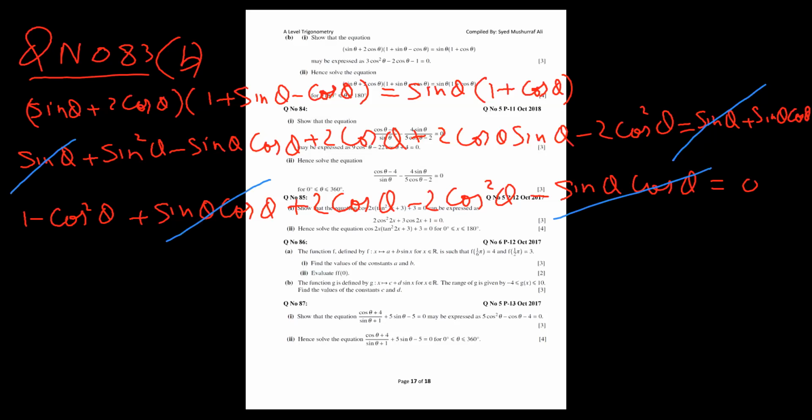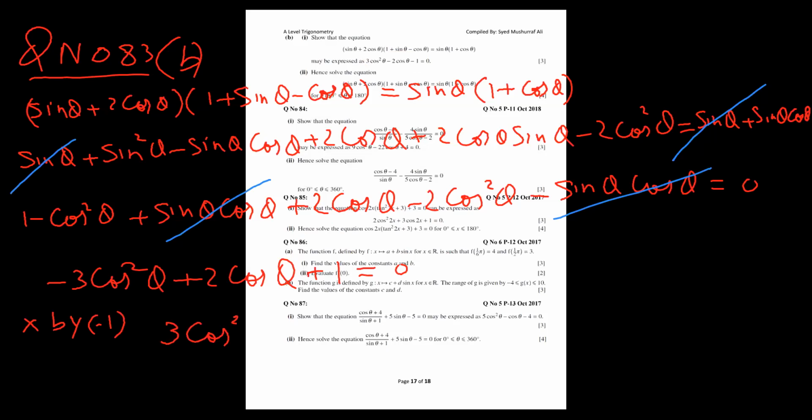Now I can write my answer finally. This minus 2 cos square and this minus cos square turn to be minus 3 cos square. Then I'm writing this one term in the middle, so plus 2 cos theta. And at the end I'm writing plus 1 equal to 0. But you see, all signs with the proving part are reversed. So multiply the whole equation by minus 1. So what will happen? 3 cos square theta, minus 2 cos theta, the sign changes, and minus 1 equals to 0. Proved. So we have done our proving part.